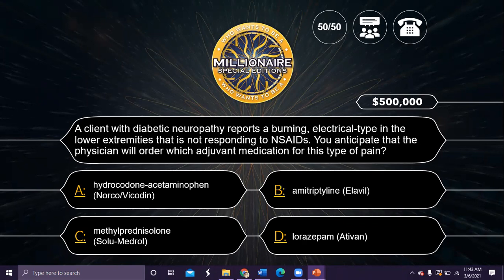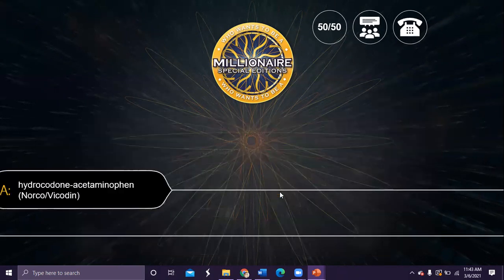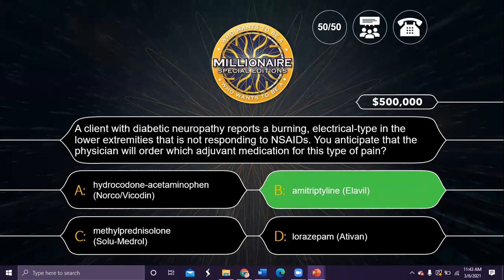Well, I know C. Amitriptyline was on our exam. C was on your exam. It decreases inflammation, right? So I think it's B. It is B, because this antidepressant, Elavil, can treat neuropathy or neuropathic pain.